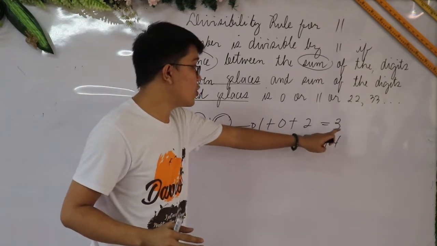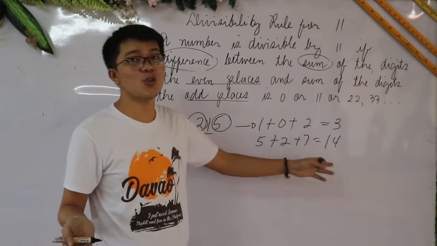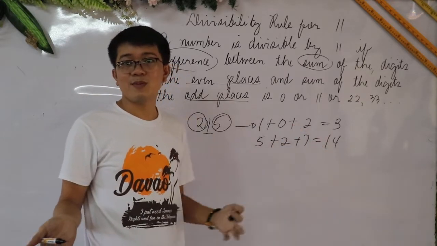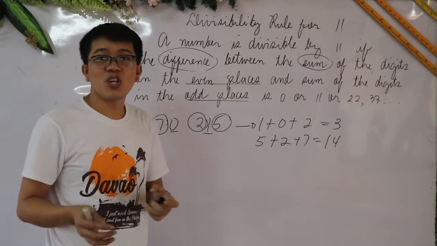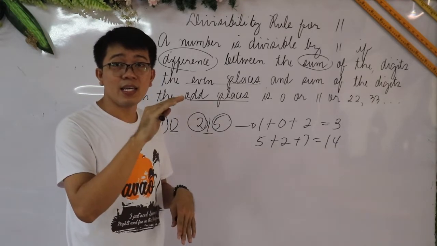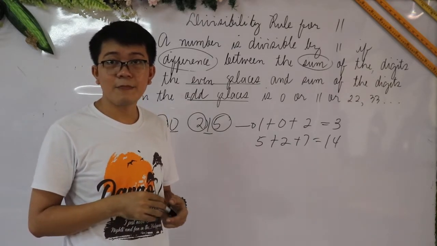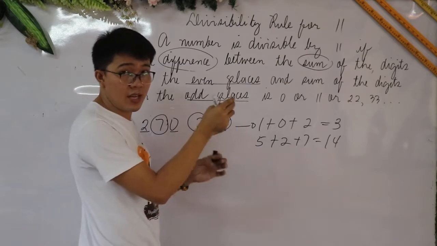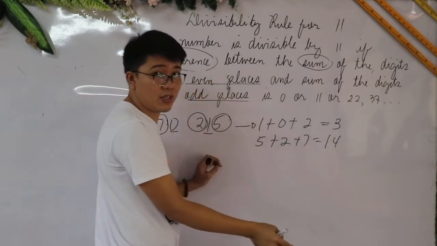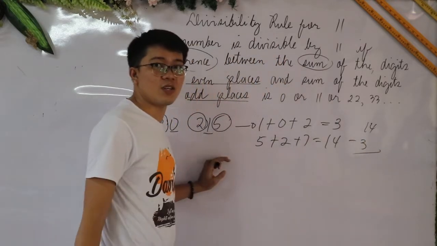Let's subtract 3 and 14. Sir Chan, how can we subtract these two? Knowing 3 is smaller than 14, you can always reverse, or you can always make the bigger as your minuend. Okay? So we can just interchange the two. Instead of 3 minus 14, we say 14 minus 3. So what is the answer?